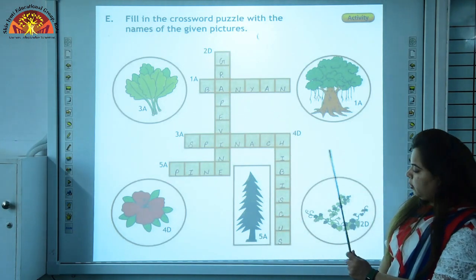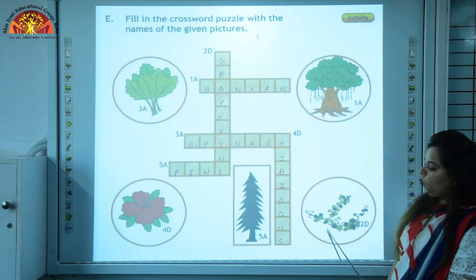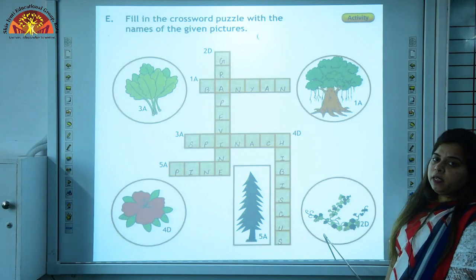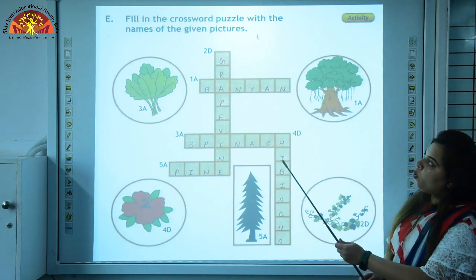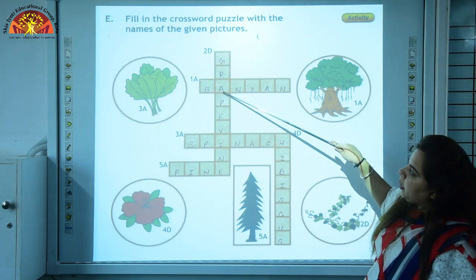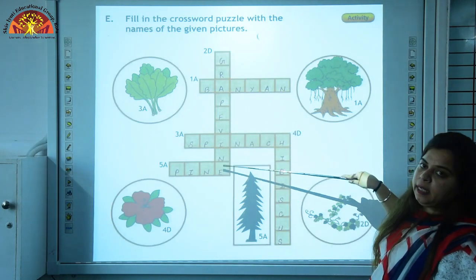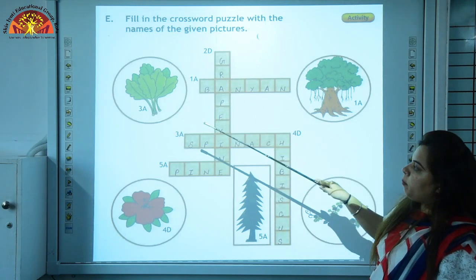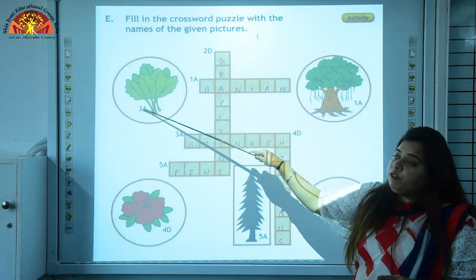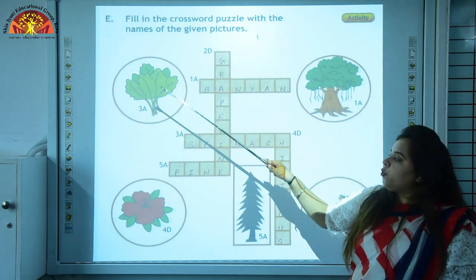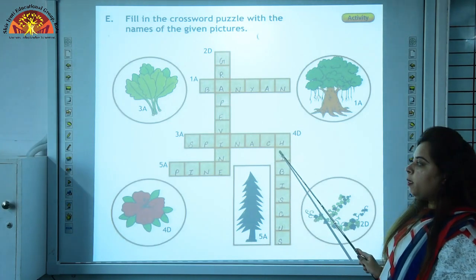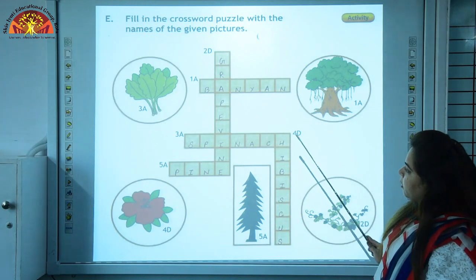Where is picture 2D? Okay. What is this? This is a climber, and which plant picture is this? This is a grapevine. So in number 2D we will write grapevine over here. GRAPEVINE, grapevine. Now number 3A. Okay, it's a herb. We consume this. This is spinach. SPINACH, spinach. Now next is 4D.